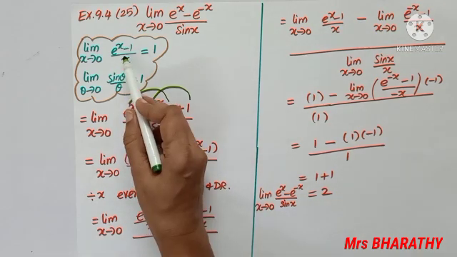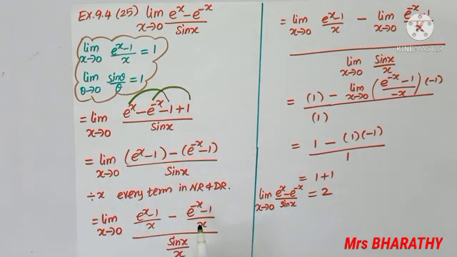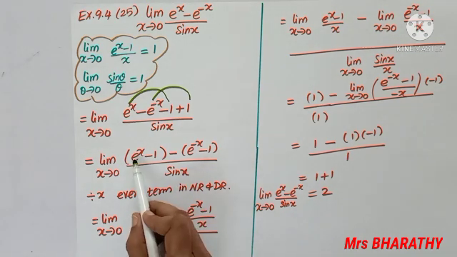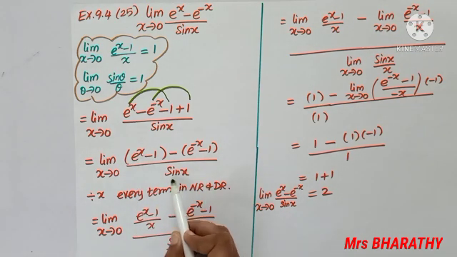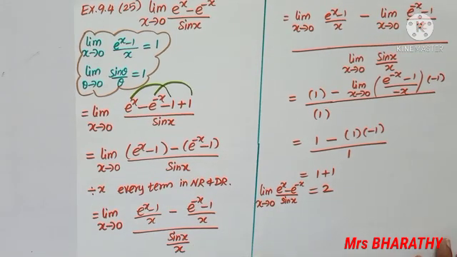To apply the formula, I want by x. So every term let us divide by x. This term by x, this term by x, also the denominator by x. If I divide every term by x in the numerator as well as denominator, my answer is not altered. Let us split the limit. Limit for the numerator, limit for the denominator. The numerator also has 2 terms, so put the limit for the first, put the limit for the second.